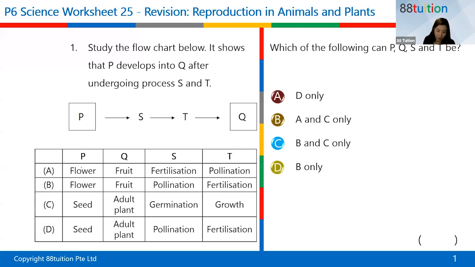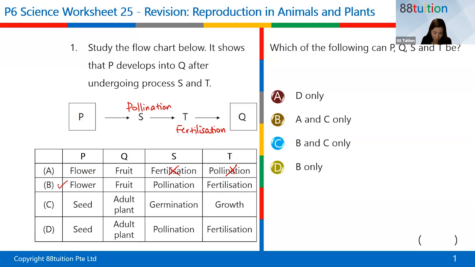Of course, the first way is to look at it individually. If P is a flower and Q is a fruit, then I would suspect S and T have to do with pollination and fertilization. But somehow you know that the order is not correct. You should always have pollination first, followed by fertilization, and then the ovules become the seeds, the ovary becomes the entire fruit. So B is correct, we know.